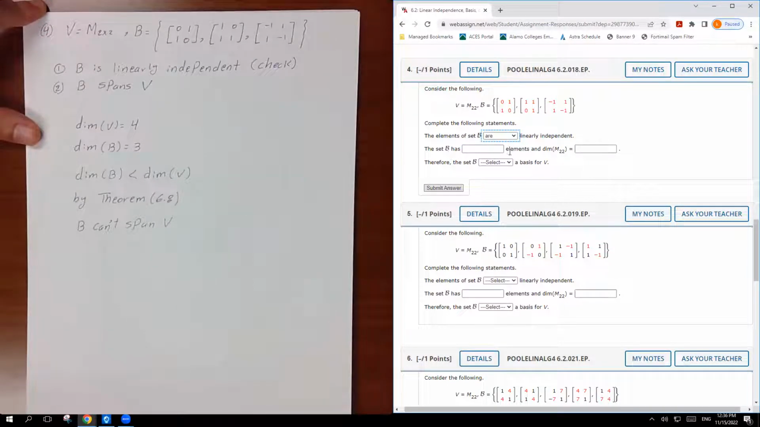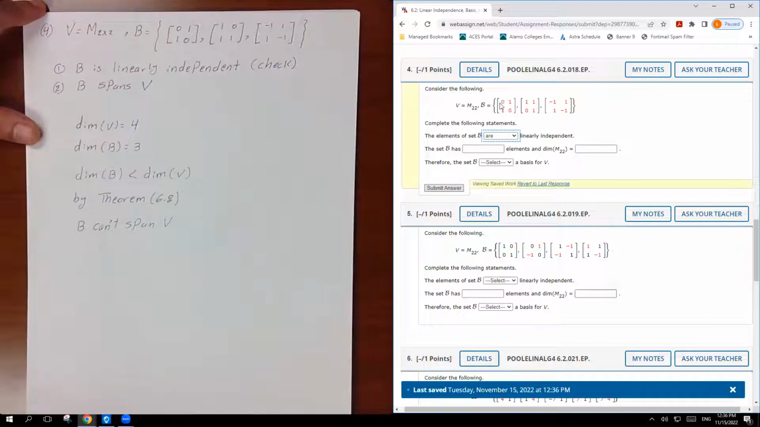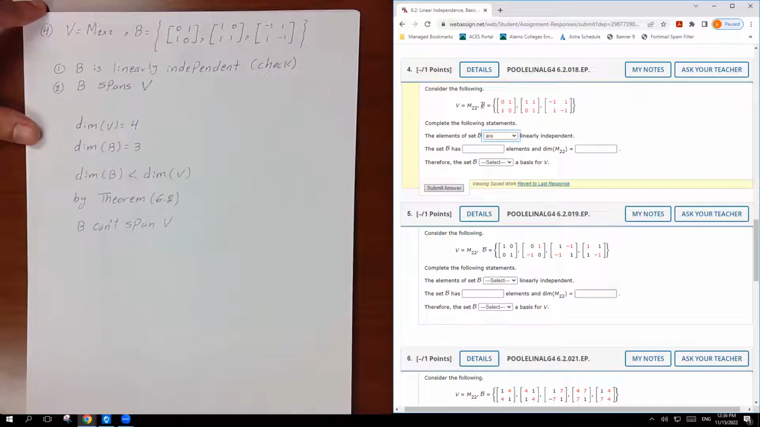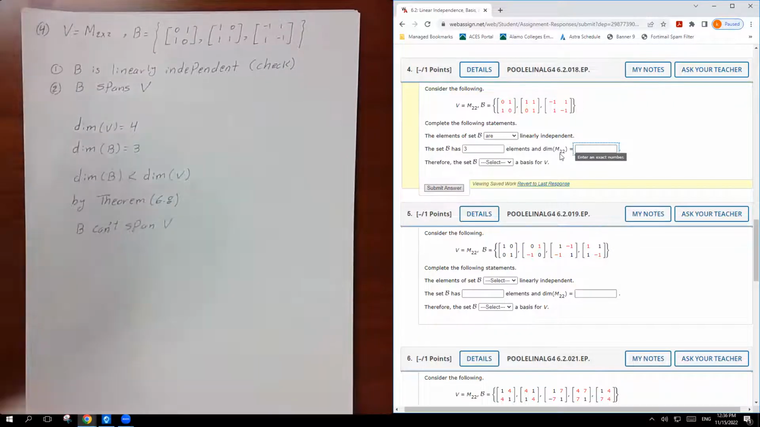The second part we need to find: how many elements are in the set B? So check the set B. 1, 2, 3. That means 3 matrices. So first element, the second one, and the third one. So 3 elements. That means we're going to put the dimension for this one as 3. And the dimension for all matrices 2 times 2, which is V, is going to be 4.